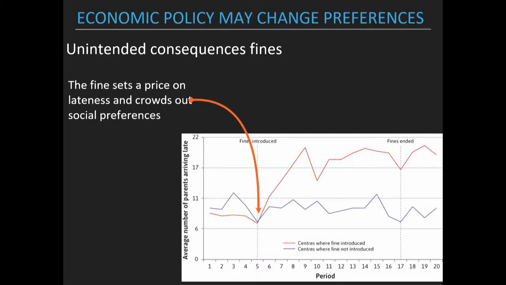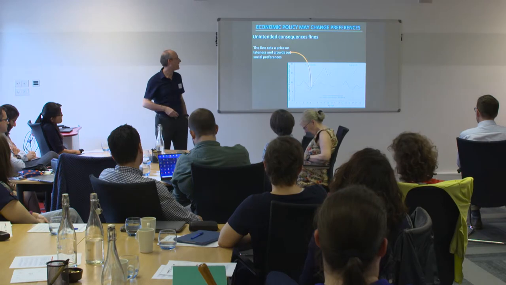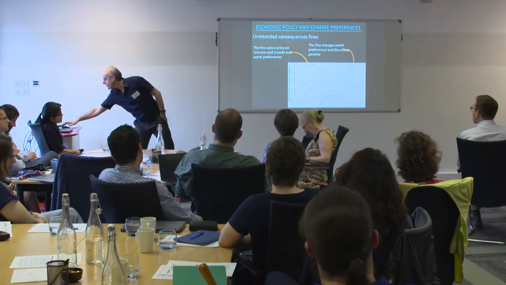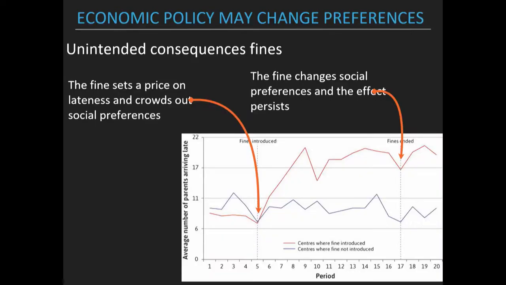So you crowd out these social preferences with this now economic, price-based preference, inducing an unintended consequence: now more parents end up arriving late to pick up their kids. And moreover, you change effects that in principle were just personal preferences. You end up changing social preferences, and even when they remove the fine, this effect of the policy still persists.